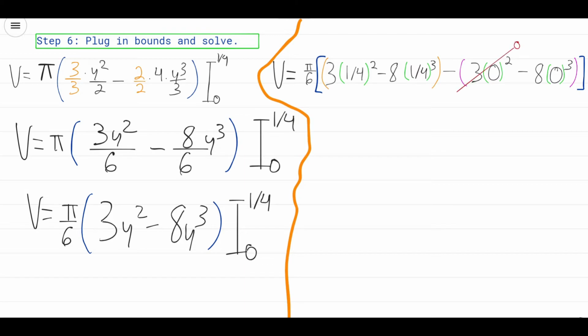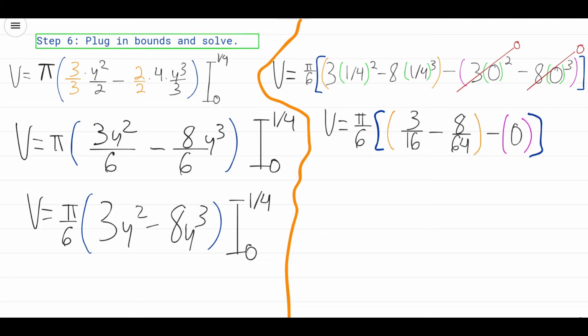And in doing so, we know these terms both go to 0 because we're plugging in 0. When we compute this, we get pi over 6 times 3 over 16, because 1/4 squared is 1 over 16, times 3 is 3 over 16, minus 8 over 64, minus, of course, 0, and that term obviously goes to 0. Again, we do need a common denominator to solve this. So pi over 6 times 3 over 16 minus 2 over 16, because 8 over 64 is the same as 2 over 16.